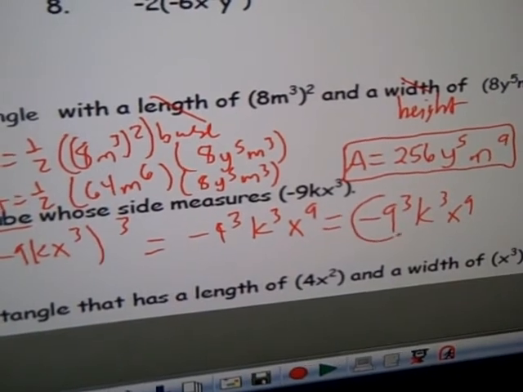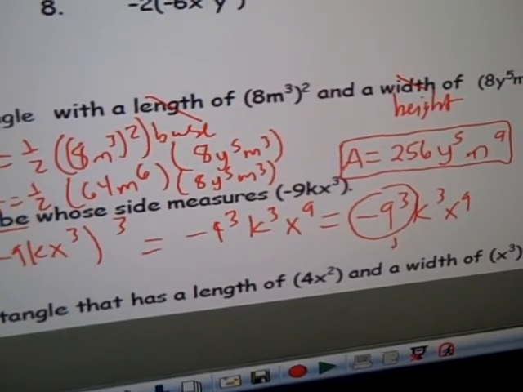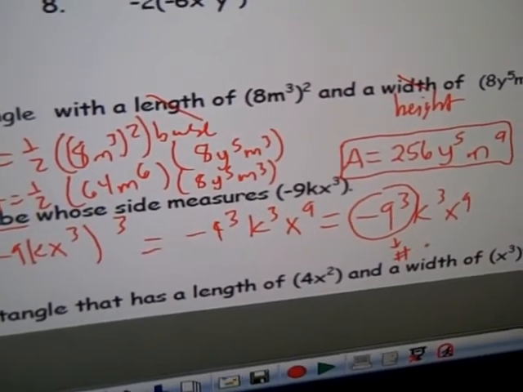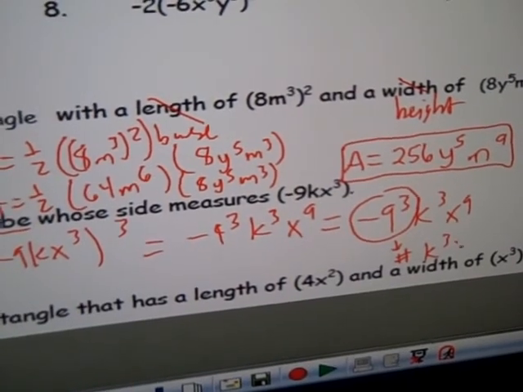This part right here, negative 9 cubed, you can just put it in the calculator and you'll get a number that will go in front of k to the 3rd and x to the 9th.